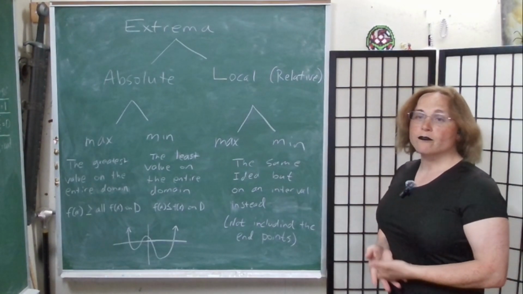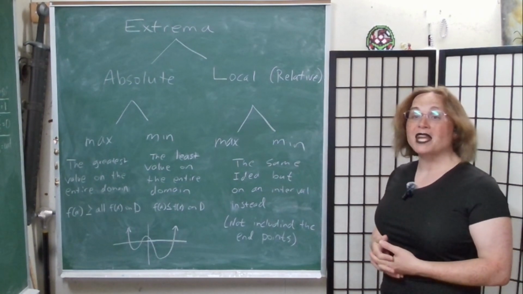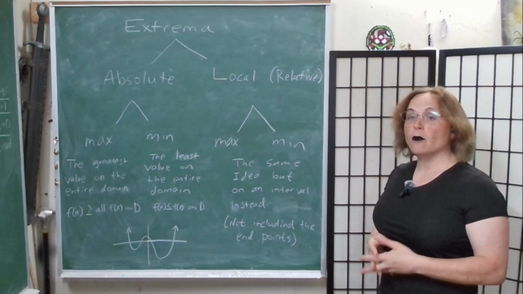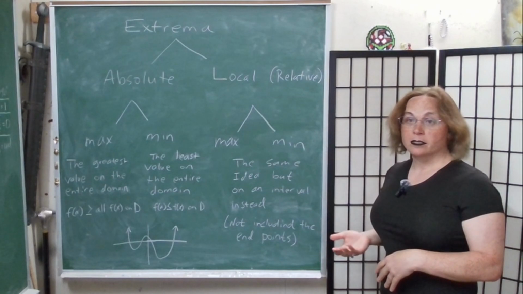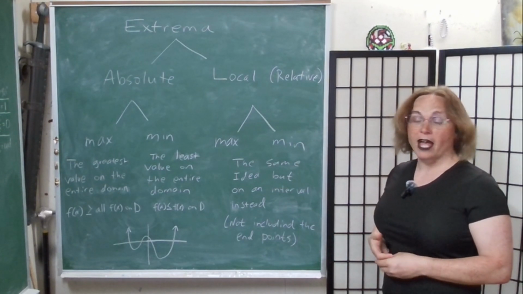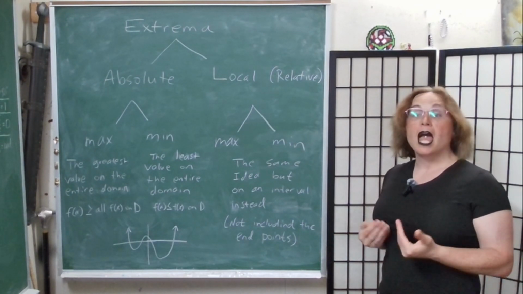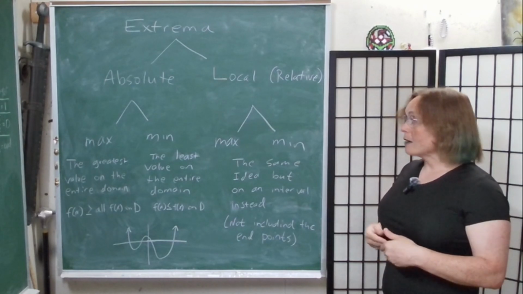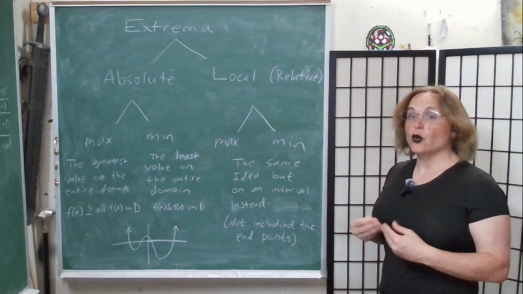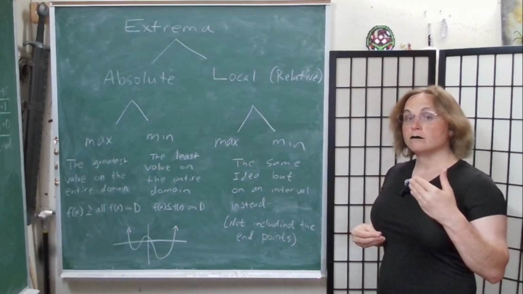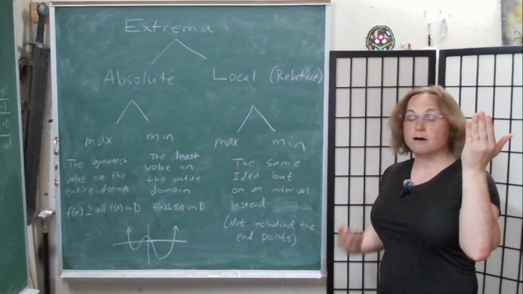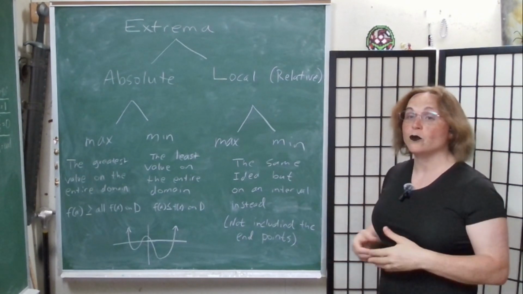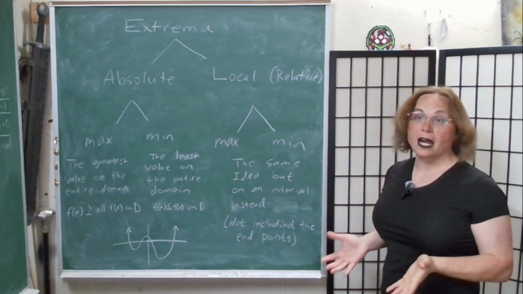So just a reminder of the vocabulary here. When we talk about extrema, we're talking about maximums and minimums. And these are broken up into two general categories, absolute and local. So the absolute would be the greatest maximum or the greatest minimum. So the biggest or smallest value in the function over the entire domain.